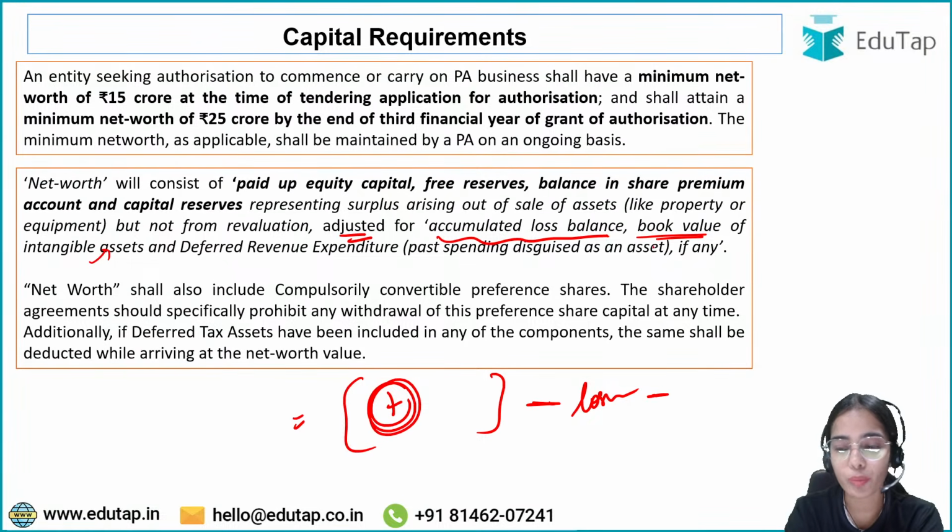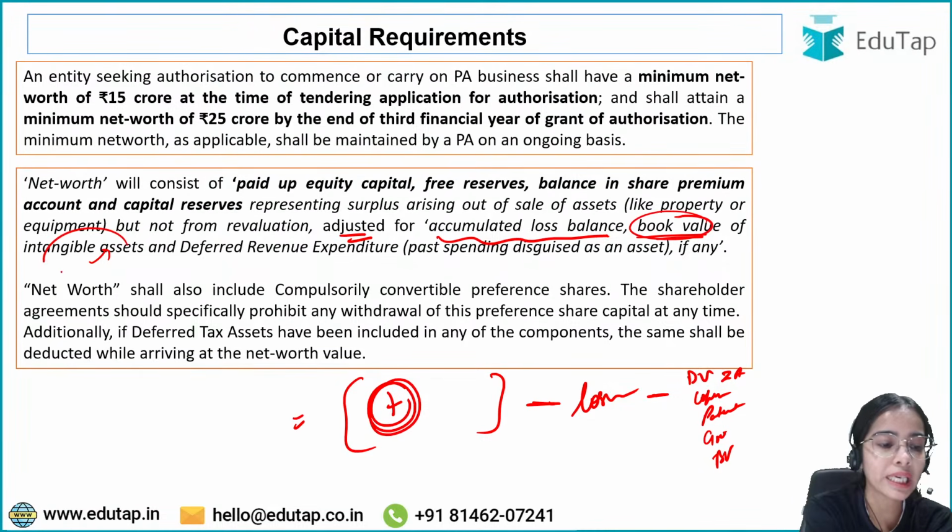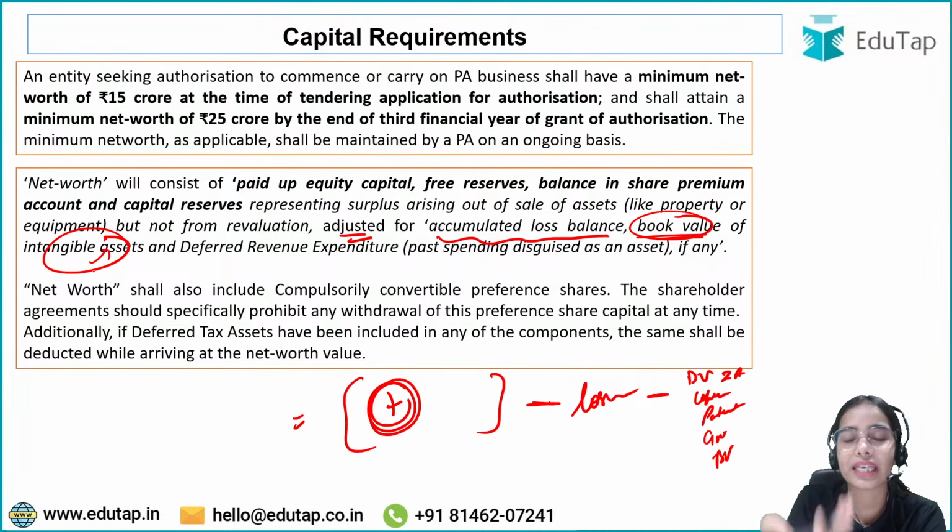Deduct the book value of intangible assets. Intangible assets mean the copyright that the company has, the patent value, the goodwill or the brand value that the company has. So this is the book value of the intangible assets that are not actual tangible assets. Deduct the value of the copyright, patent, goodwill or the brand value of the company.